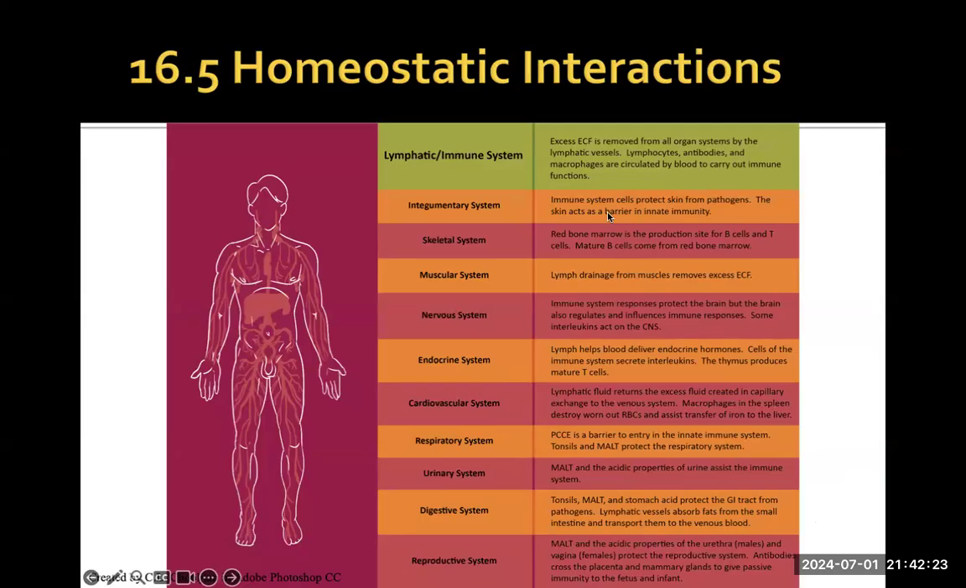Homeostatic interactions with your immune system. Your integumentary system is part of your innate immune system, which means the skin is like a first line of defense to protect anything from getting in. Your skeletal system has bone marrow, which is the site for B and T cell production. Your muscular system helps move the lymph drainage back to the thoracic duct. The nervous system has immune system responses to help protect the brain and also inflammation. The endocrine system is going to allow lymph to help enter the bloodstream. I'm sorry, help blood deliver endocrine hormones.